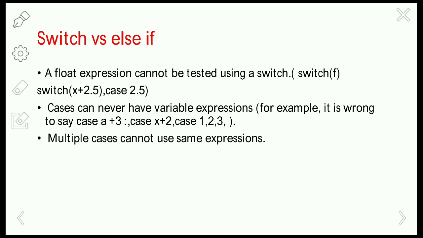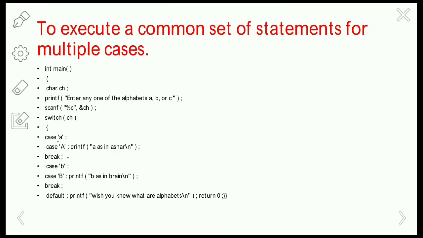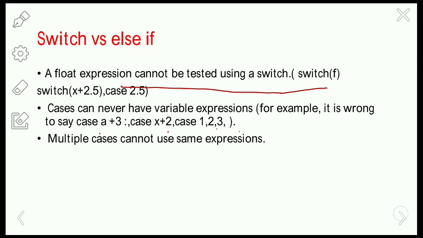A float expression cannot be tested using a switch. So the switch statement supports only integer and character constant values. Cases can never have variable expressions. For example, it is wrong to say case a plus 3, x plus 2. If you want to represent a multiple number of cases, you can represent in this format, case A, like that. But you cannot represent the multiple number of cases like this, 1 comma 2 comma 3.